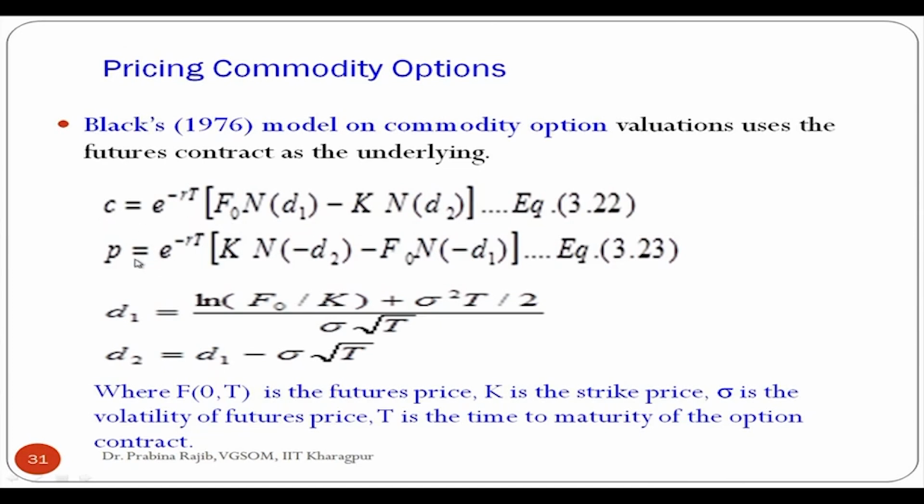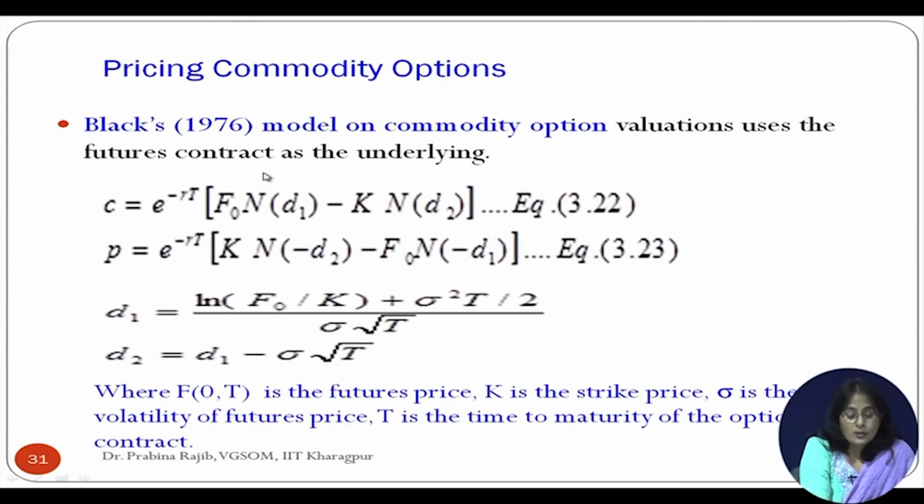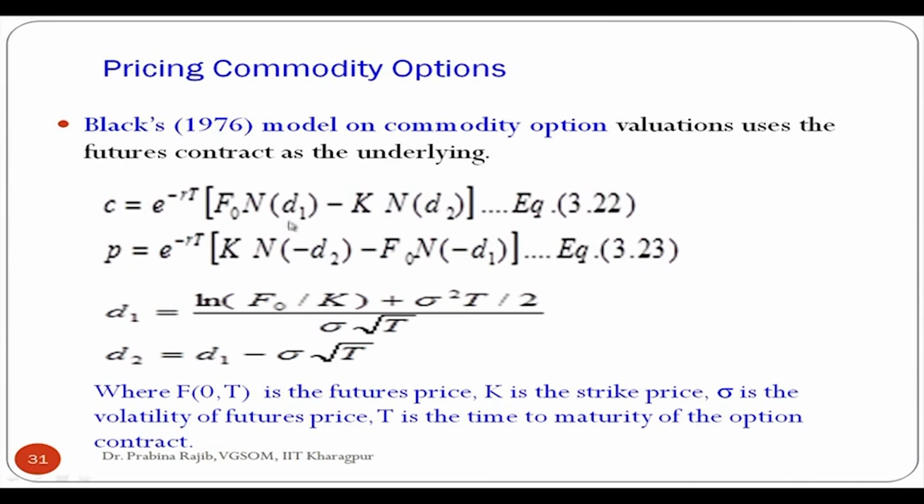Accordingly, put premium is governed by the second equation, that is e to the power minus RT into K N minus d2 minus F0 into N minus d1. This is just the same formula with minor adjustment, because we are not using the spot price as the underlying for valuing the call or put option, but we are using the futures price prevailing at that point of time as the underlying.